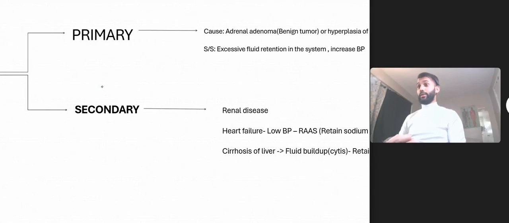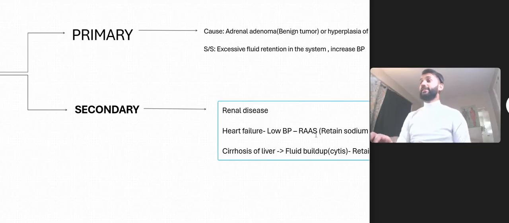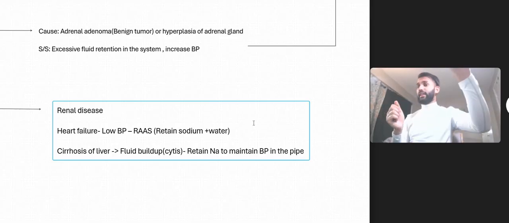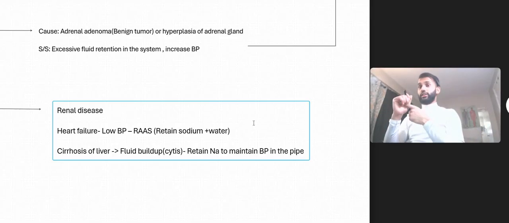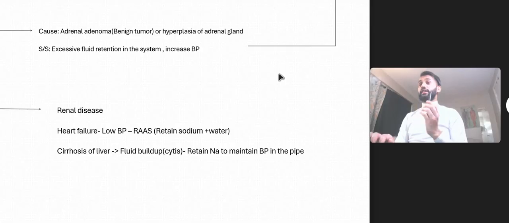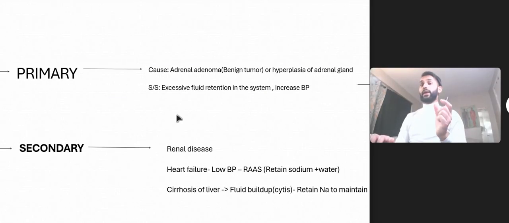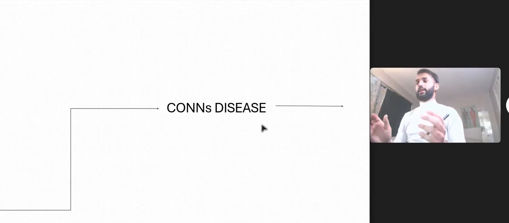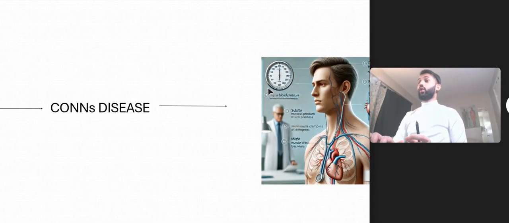Now, besides the primary, we can also have secondary causes. It includes things such as renal disease, heart failure, or cirrhosis of the liver. In this kind of situation, you have the retention of sodium because of other factors than a problem in the gland itself. Again, for nursing purposes, we'll talk about primary hyperaldosteronism. Why are we retaining too much sodium in the primary? Because of the problem in the gland itself, mostly the benign tumor. And the one disease we'll talk about is Crohn's disease.